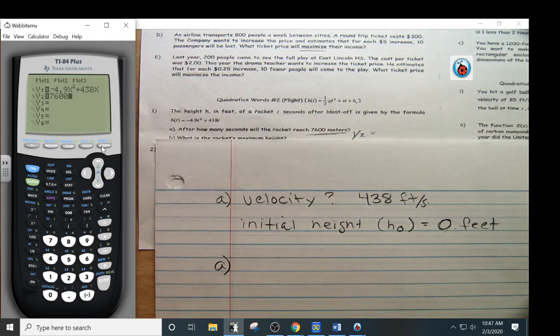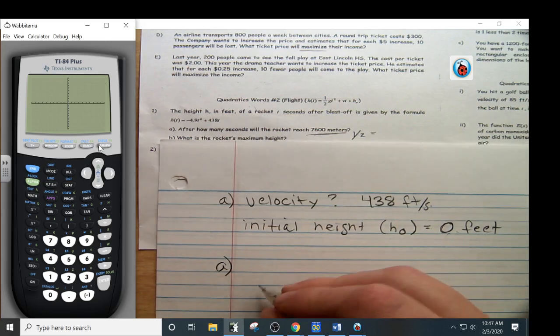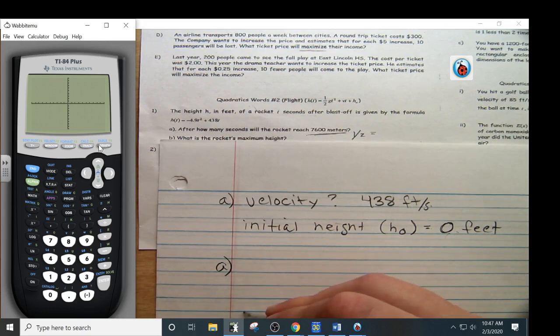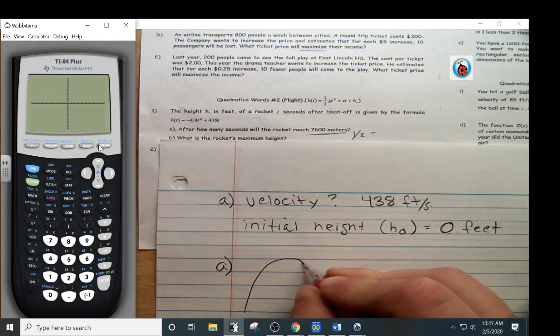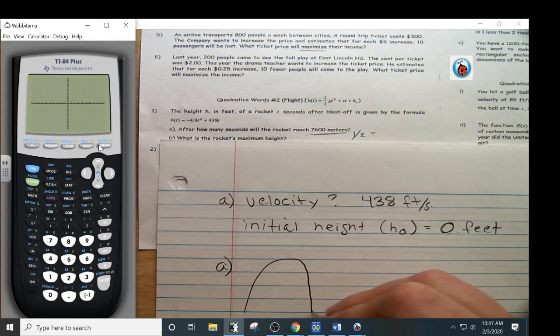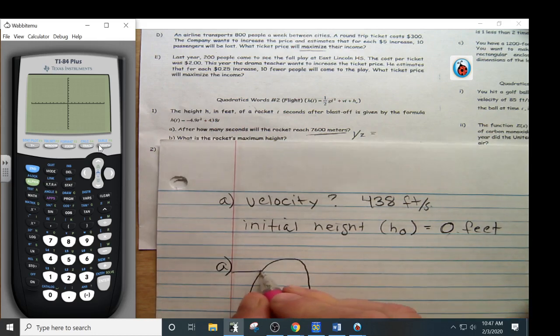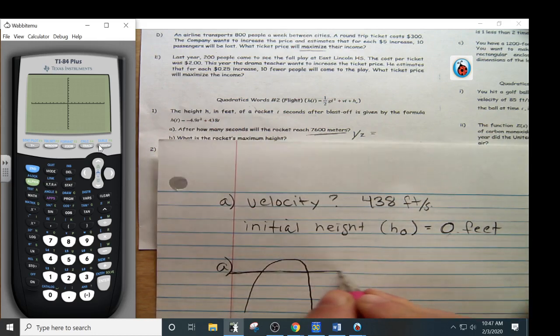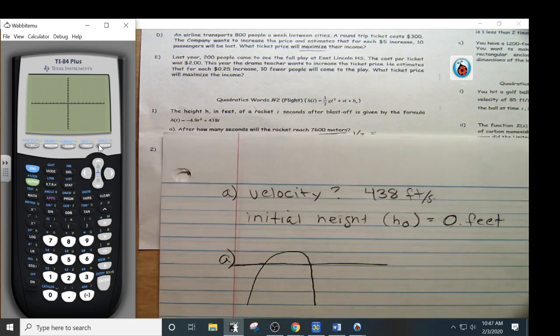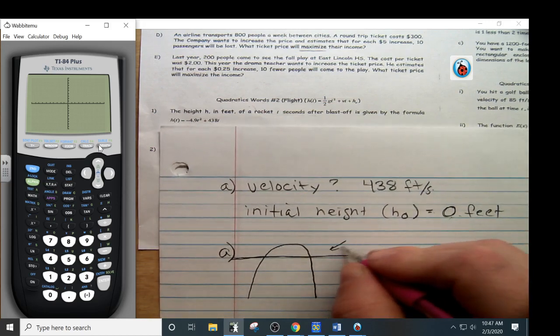You're going to press graph. Now, guys, what you're looking for is this. You're going to see your parabola. And what you're looking for is this. You're going to have a horizontal line that goes like this. That's what you're looking for.